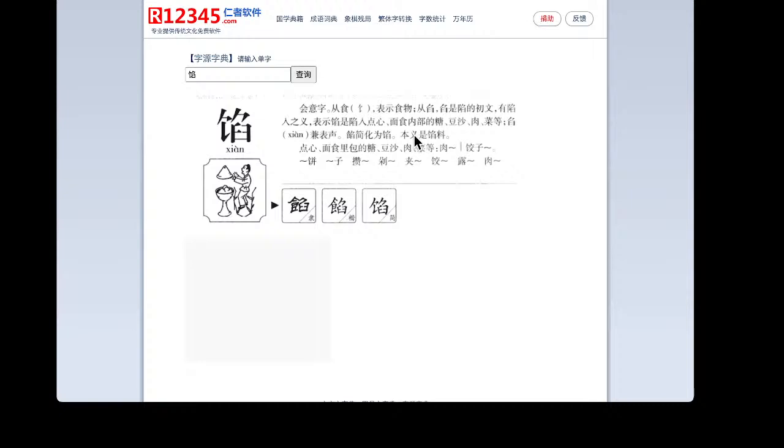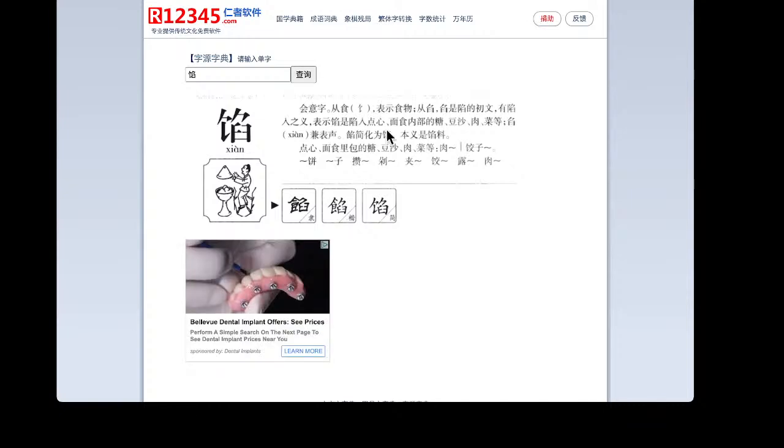Let's take a look at this character. So this one on the left hand side is the food radical. Okay, so the 饣字旁, the 饣 means eat, means food. Okay, food radical. Now on the right hand side is the character 陷. Okay, so this one 陷.